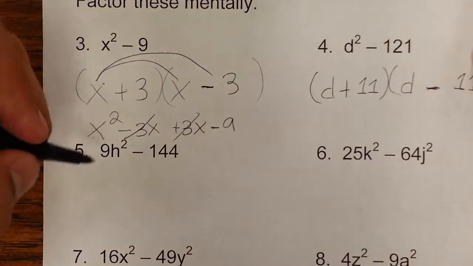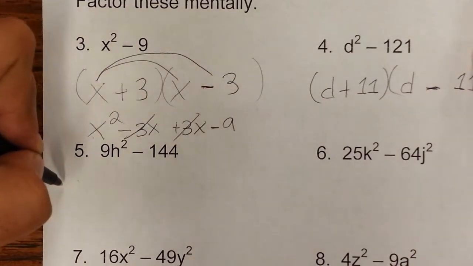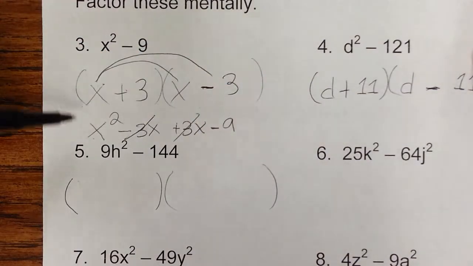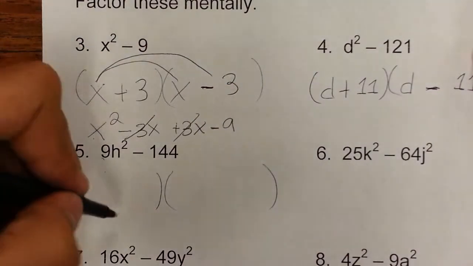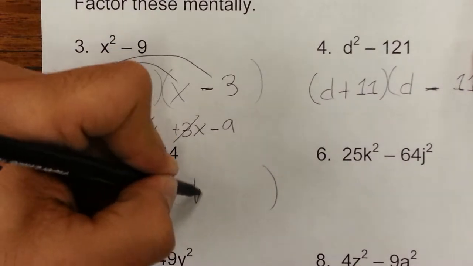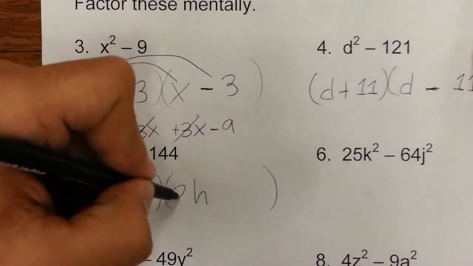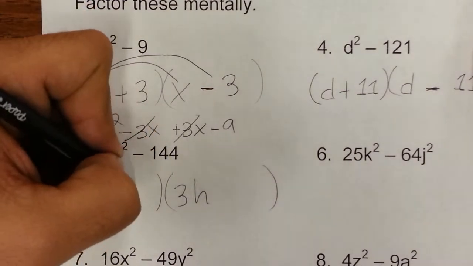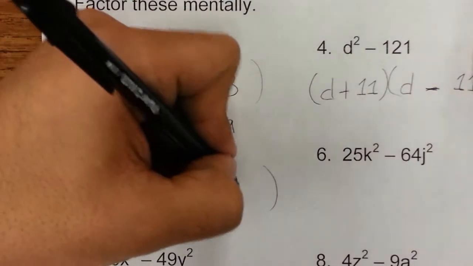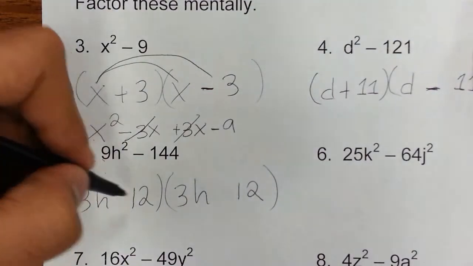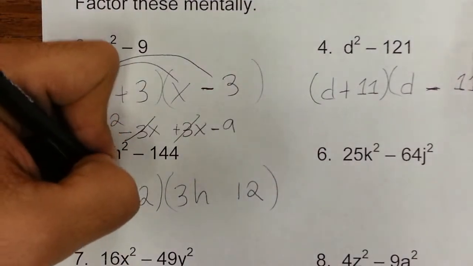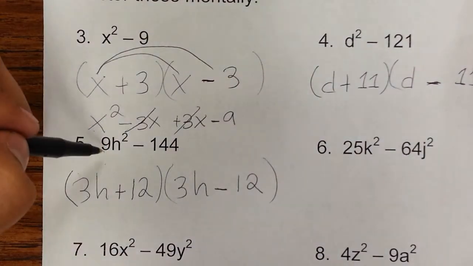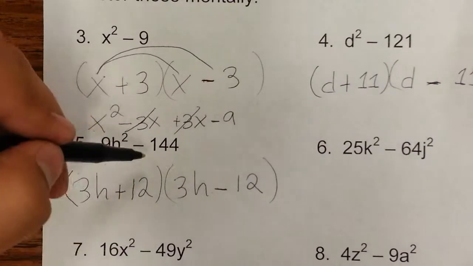Let's work on number 5. Now we've got a 9h squared minus 144. So we'll open up a parentheses. Now let's think. 9h squared. So h squared is h times h. And 9, 3 times 3. So 3h times 3h, 9h squared. 144, 12. It's 12 and 12. The 144 is negative, so we need a positive 12 and a negative 12. Let's think. 3h times 3h, 9h squared, positive 12 times negative 12, 144.